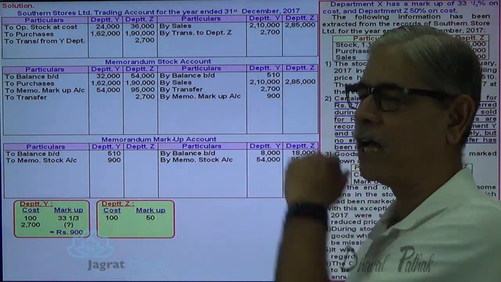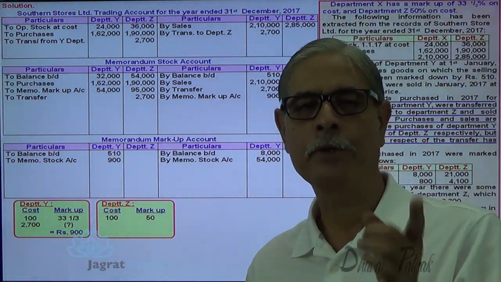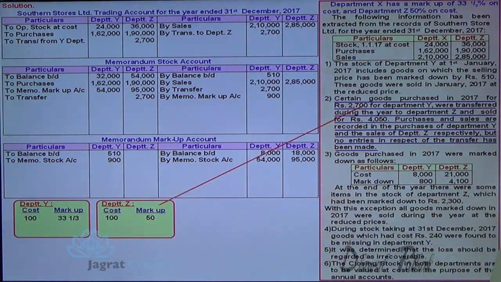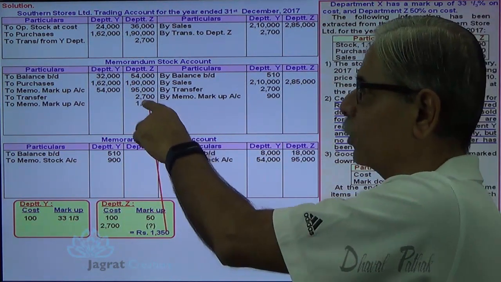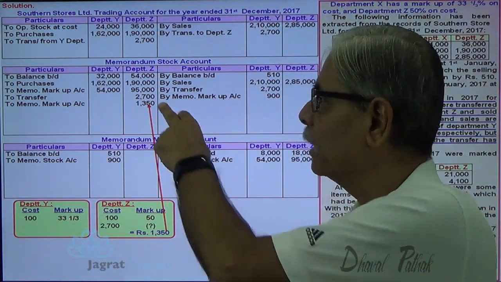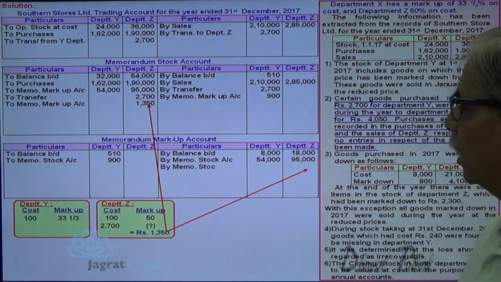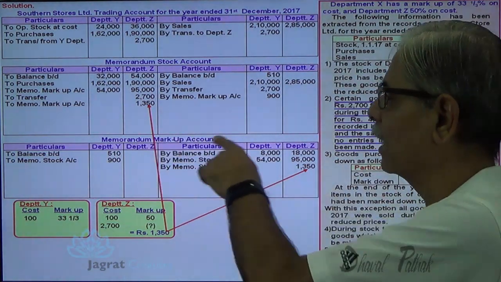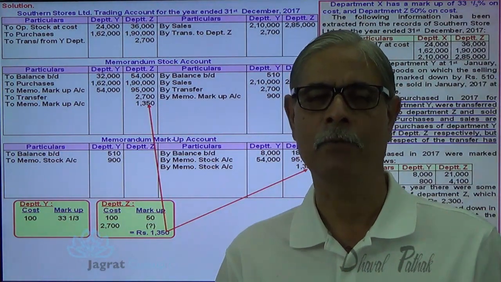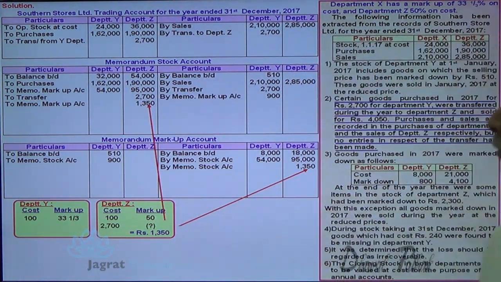Similarly, this 2,700 is the cost. There you have to make a markup of 50%. So 100 is to 50. How much for 2,700? 1,350 is the markup. So here the goods transfer is recorded at a markup price, at invoice price, and the profit element therein will be recorded in this adjustment account or markup account, 1,350. This is how the adjustment entry is recorded for this given adjustment. Very important.